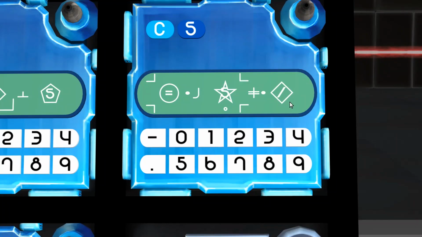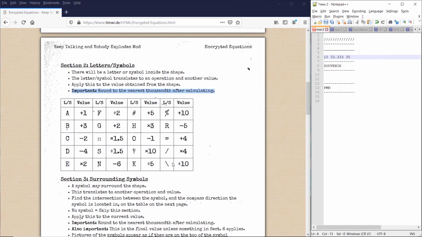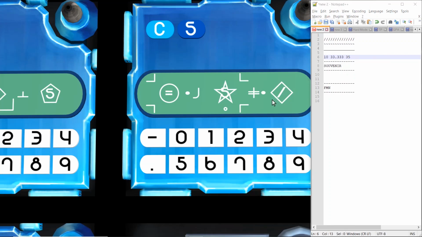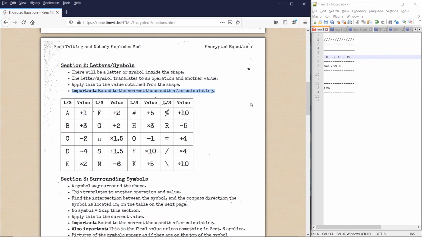Okay. And slash, a forward slash that is, because there's also a backward slash, is going to multiply our initial value by 4. So 35 times 4 gives us 140.